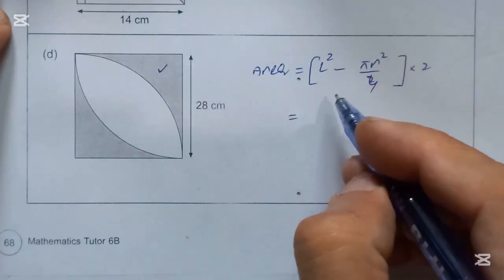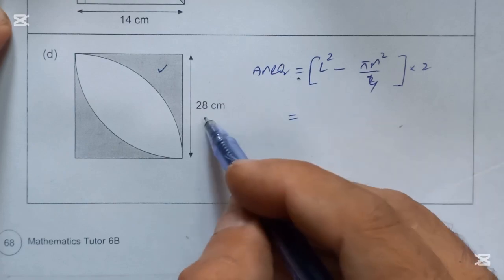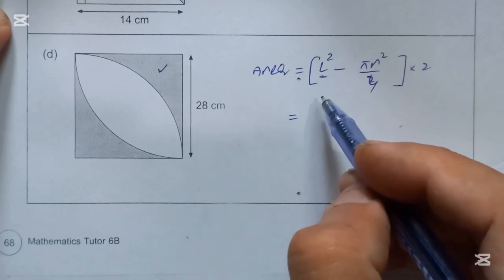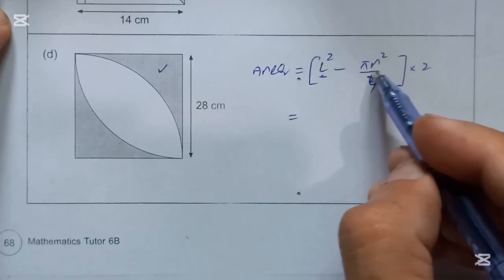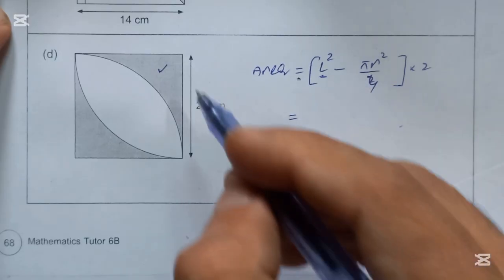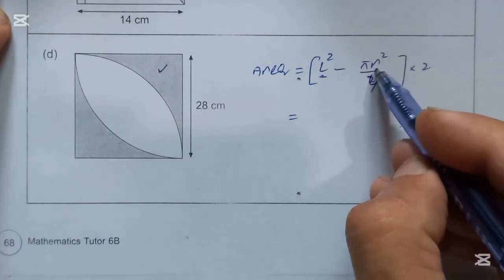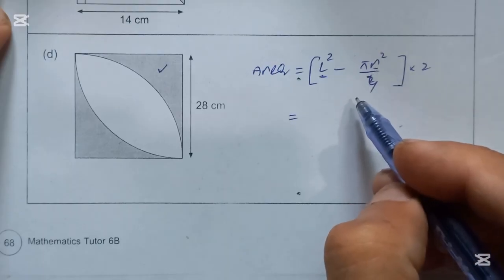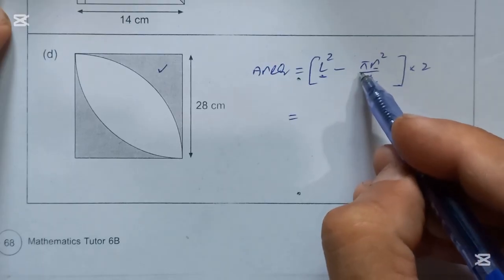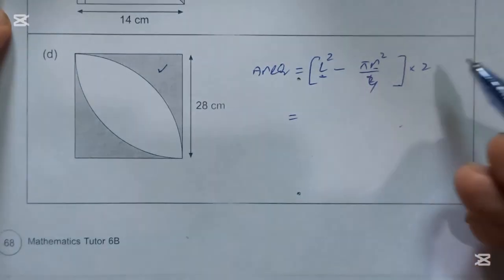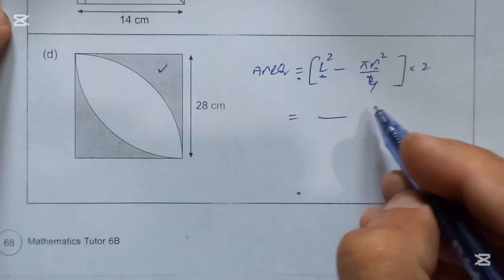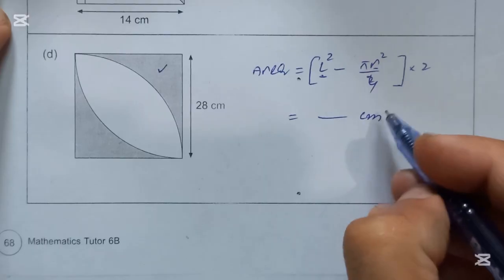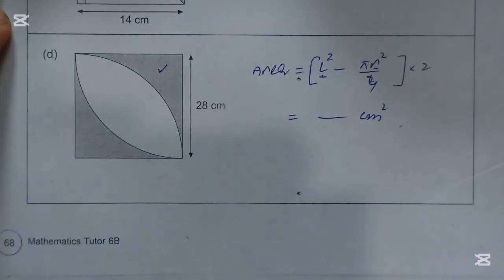So after putting the values into the formula, L is 28, so you will place 28 in place of this. Small r, the radius of the quadrant, is 28, so you will place 28 in place of this one also. Pi's value is 22 by 7, and these are the coefficients, these are the numbers. So solve it on the calculator, you will get the answer. Unit will be in centimeter square.